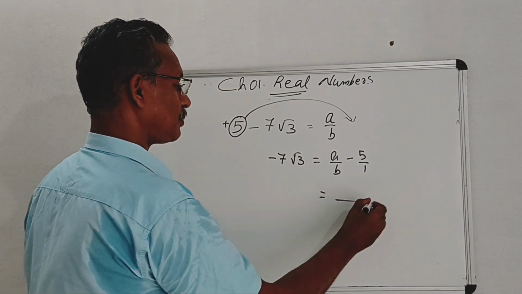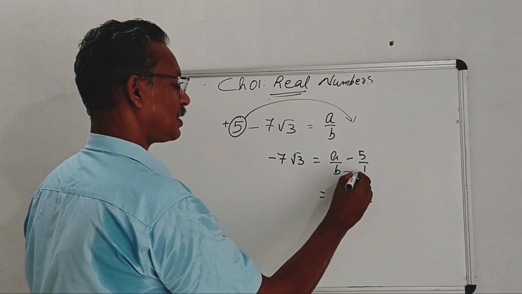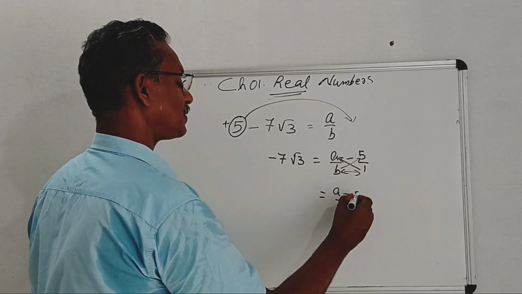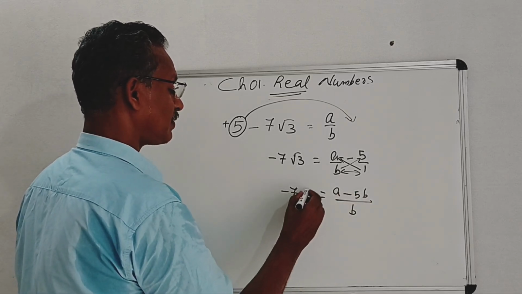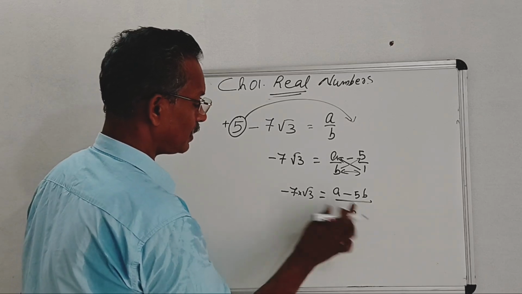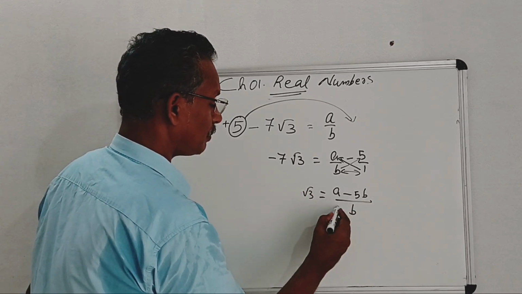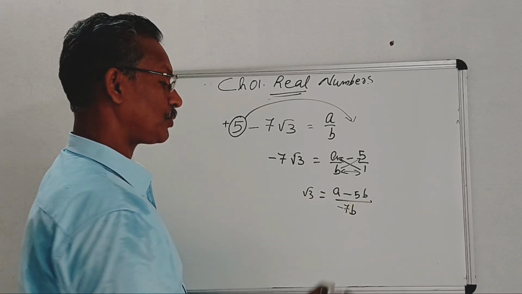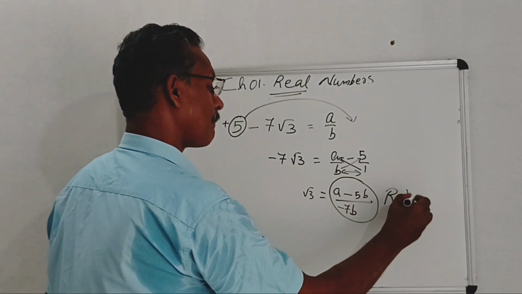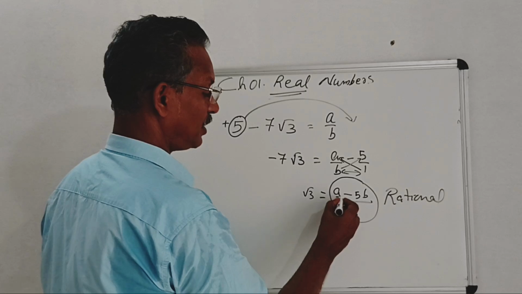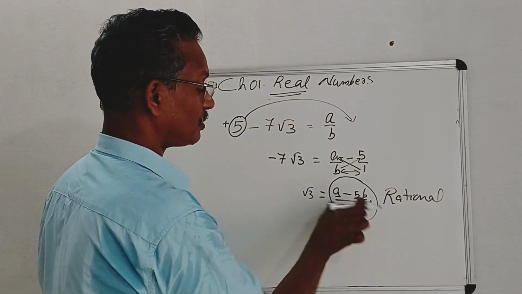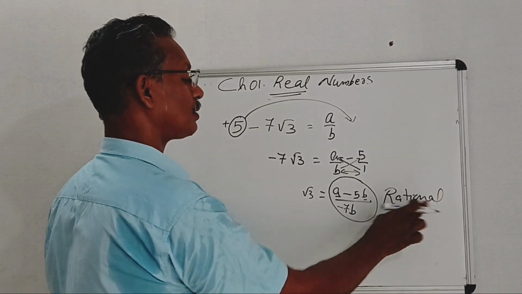Then take the LCM here, b and 1's LCM is b, multiply this, multiply a 5 and b minus 5. It is minus 7 root 3. It is multiplied, shift this minus 7 down. Minus 7b it is here. Then you write the RHS is rational. Why is it rational? A is an integer, 5 is an integer, b is an integer. So the numerator is an integer, denominator is also an integer. Integer by integer is called a rational.